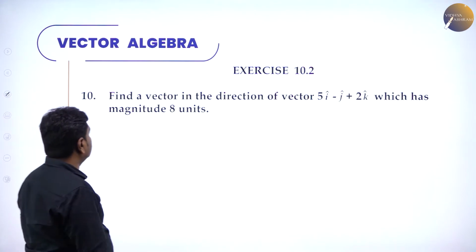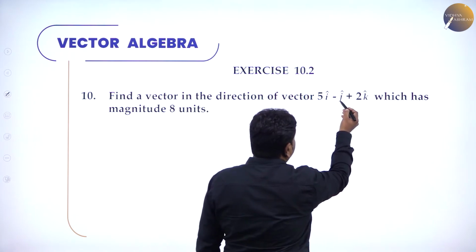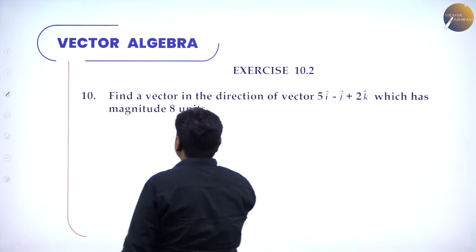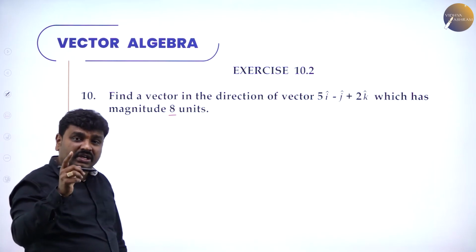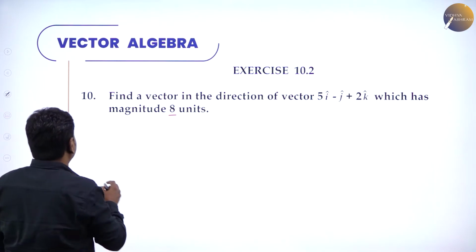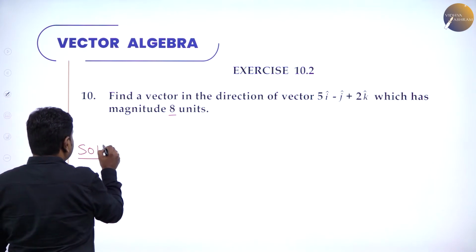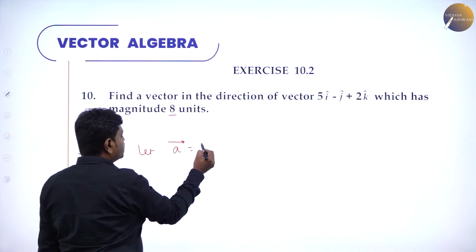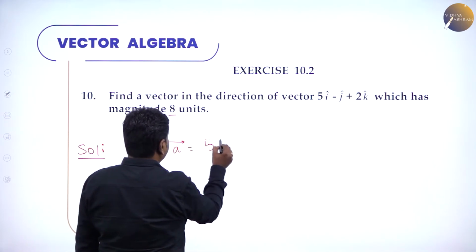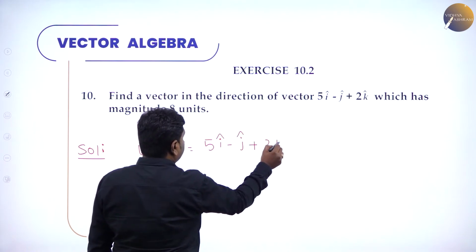Next we have: find a vector in the direction of 5i cap minus j cap plus 2k cap, which has magnitude 8. See, they want a vector whose magnitude is 8. So let us name the vector. Let vector A be the given vector. What is the given vector? 5i cap minus j cap plus 2k cap.